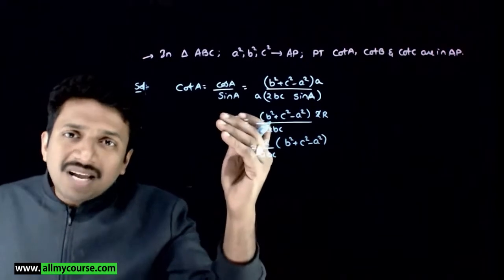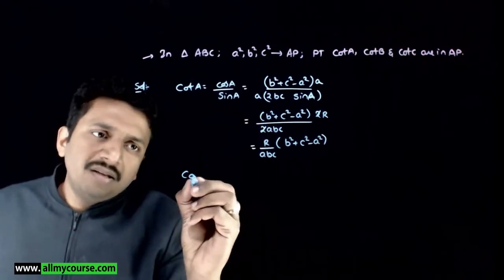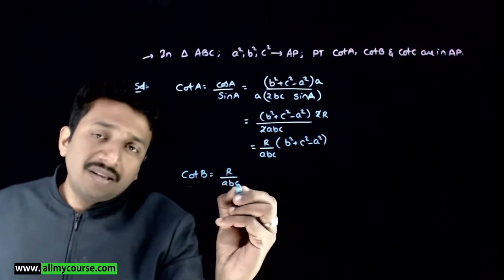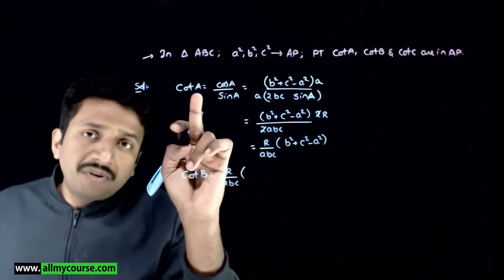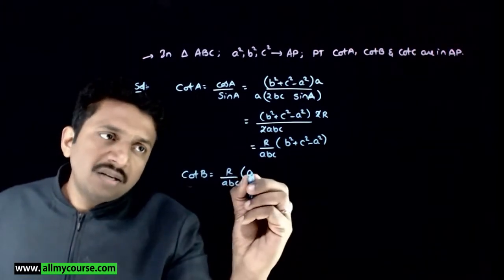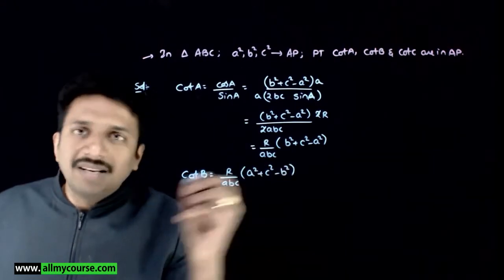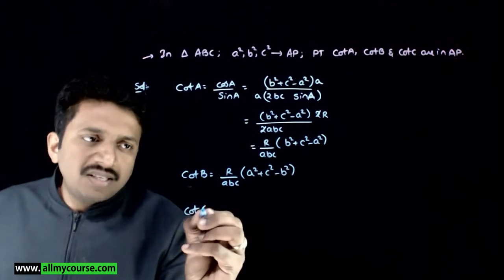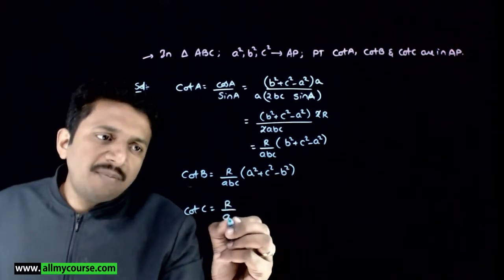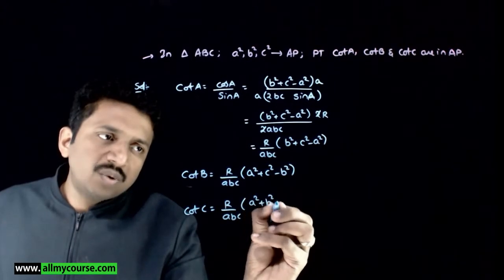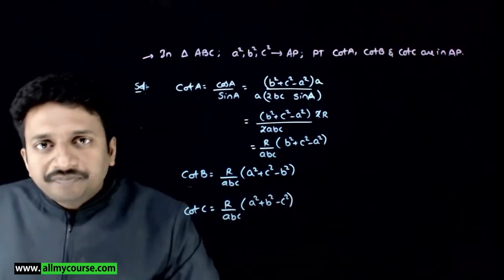Similarly, if you do the same derivation, cot B can be proved as R by abc using symmetry. If you have a minus a square, then if you have a b, you have a square plus c square minus b square. And cot C will be equal to R by abc times (a square plus b square minus c square).